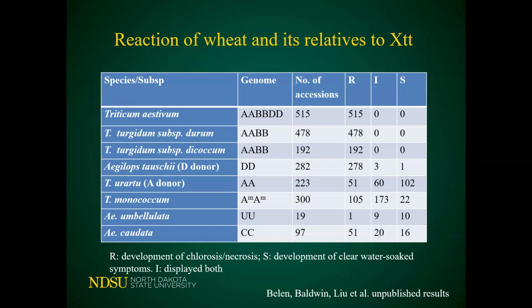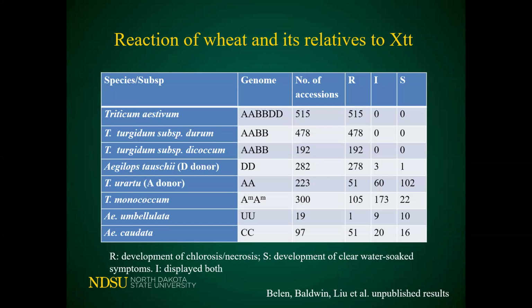So this is the number of accessions we tested for the XTT strain from North Dakota. You can see that common wheat, durum wheat, and dicoccum, which we call emmer wheat, are all resistant to XTT. They didn't show any susceptibility. R means they just develop chlorosis. S means they develop water soaking, the susceptible reaction. And sometimes you can see some weak water soaking with some chlorosis, and also chlorosis with water soaking. I classified those as intermediate.